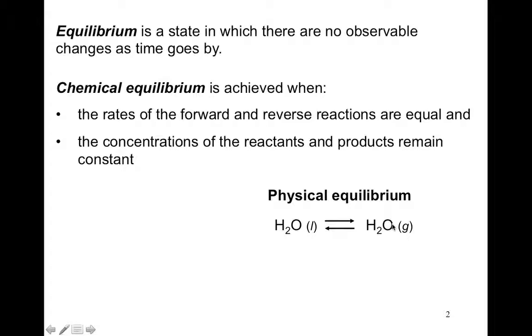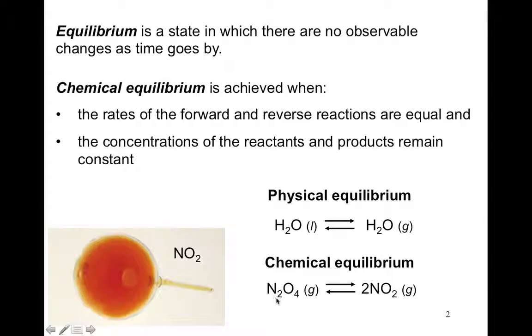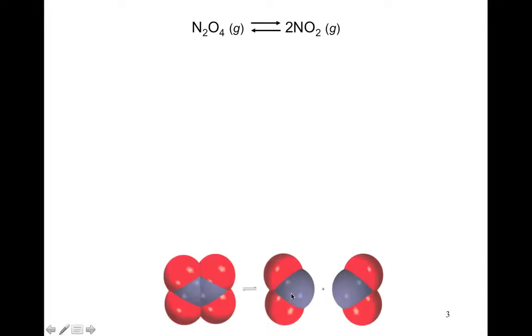And so that is the physical equilibrium here. Liquid water goes to gaseous water. At the same rate, gaseous water goes back to liquid water. Chemical equilibrium: dinitrogen tetroxide goes to nitrogen dioxide at the same rate that nitrogen dioxide goes back to dinitrogen tetroxide. So it doesn't look like there's any change.